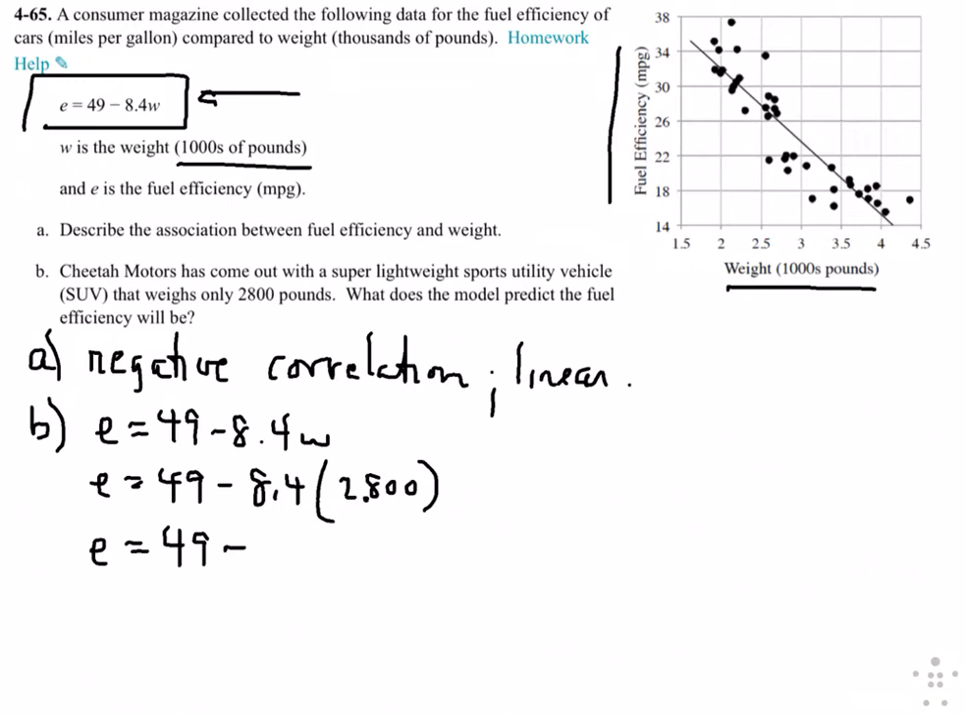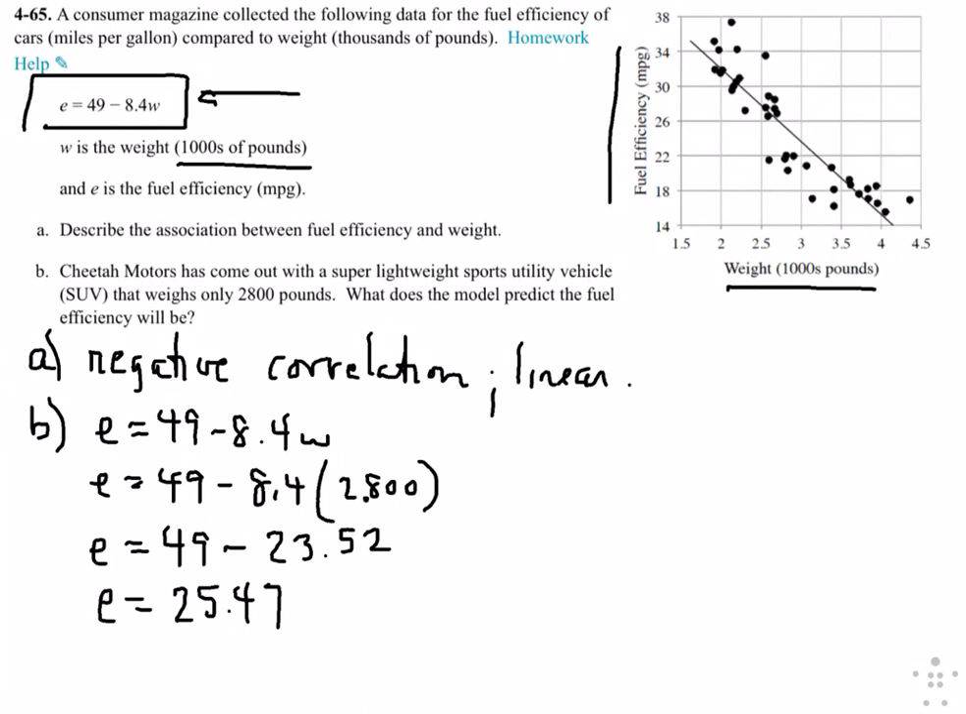Okay, so 8.4 times 2.800 is 23.52, right? So 49 minus 23.52, that comes out to 25.47. So what does the model predict the fuel efficiency?